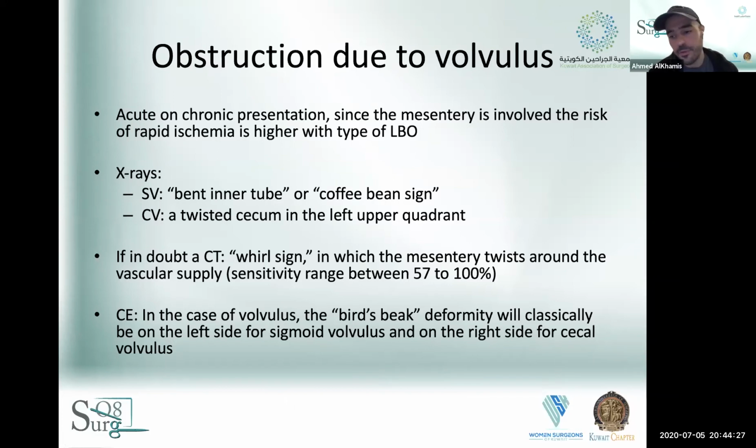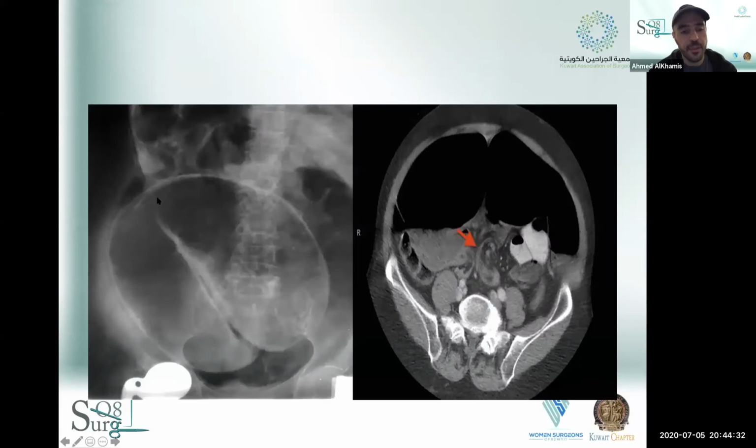Contrast enema can be used. I don't use it very often, to be honest. So that's it really. So you see, this is sigmoid volvulus because this is the sigmoid in the left side and it's pointing to the right upper quadrant, with the cecal it will be the opposite. And this is the swirl sign. You see it swirls, like a circle.